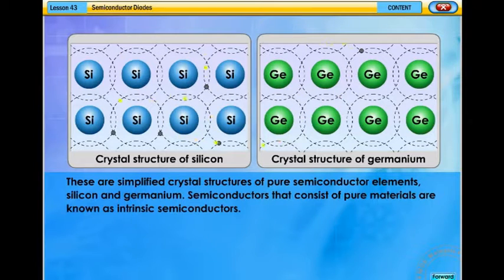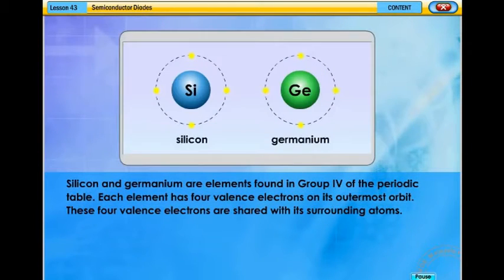These are simplified crystal structures of pure semiconductor elements, silicon and germanium. Semiconductors that consist of pure materials are known as intrinsic semiconductors. Silicon and germanium are elements found in group 4 of the periodic table. Each element has 4 valence electrons on its outermost orbit. These 4 valence electrons are shared with its surrounding atoms.